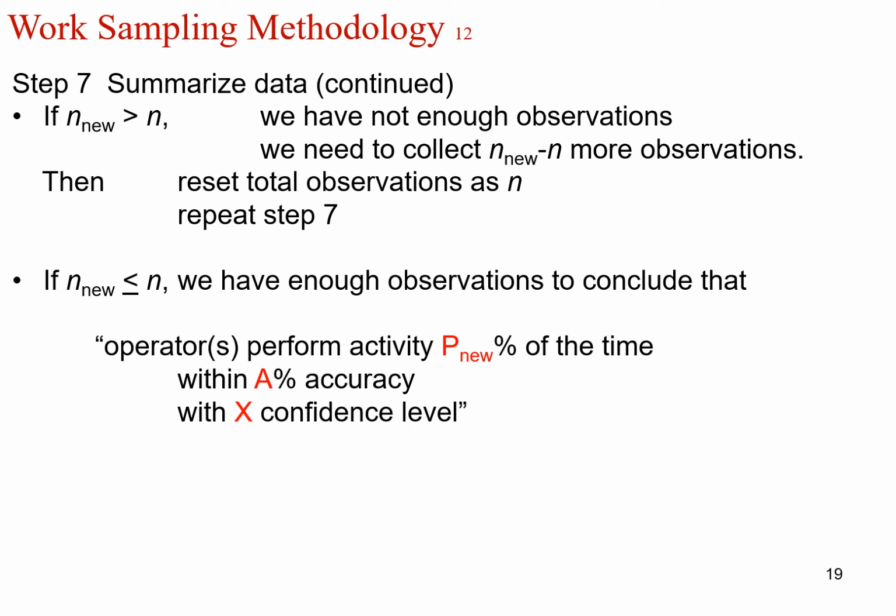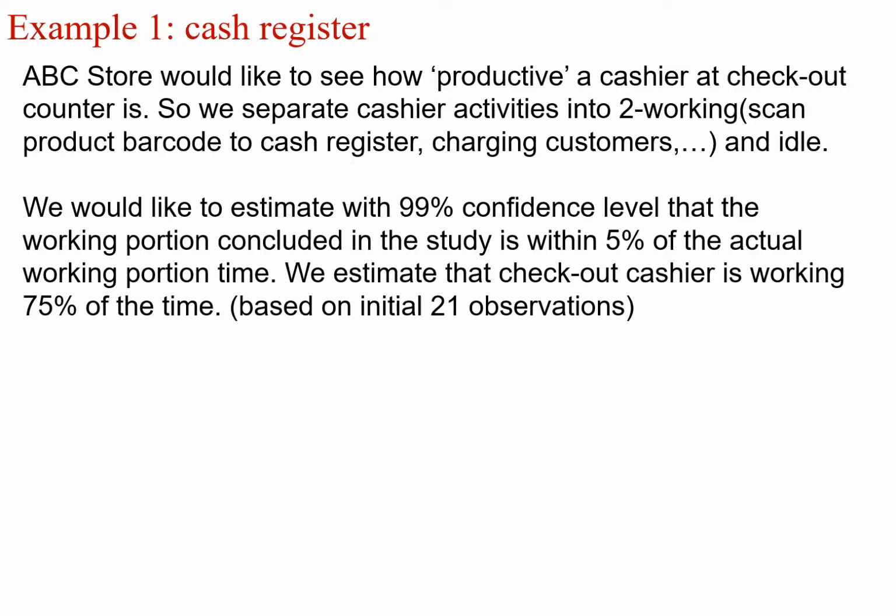If the new n is less than or equal to the old n, it means we do have enough data to conclude that operators perform the activity P new percent of the time within A% accuracy with X% confidence level.